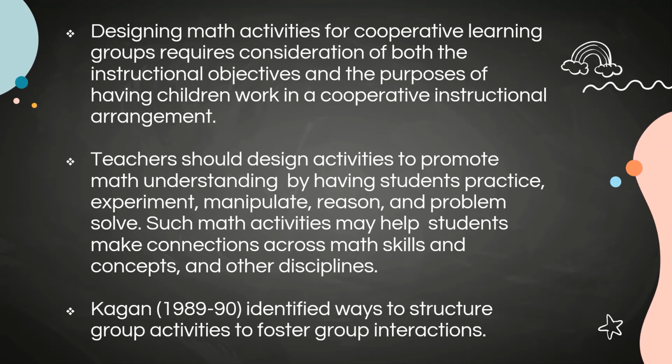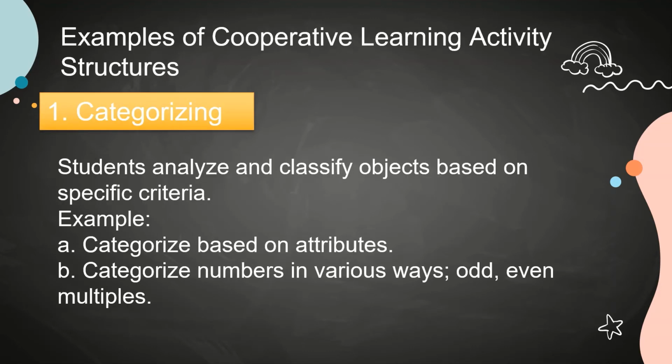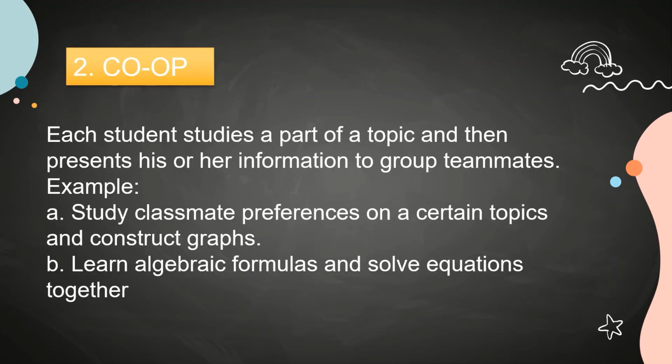Kagan, 1989-90, identified ways to structure group activities to foster group interaction. An example of a cooperative learning activity is categorizing. For this activity, students analyze and classify objects based on specific criteria. Example: categorize based on attribute, categorize numbers in various ways: odd, even, multiples.